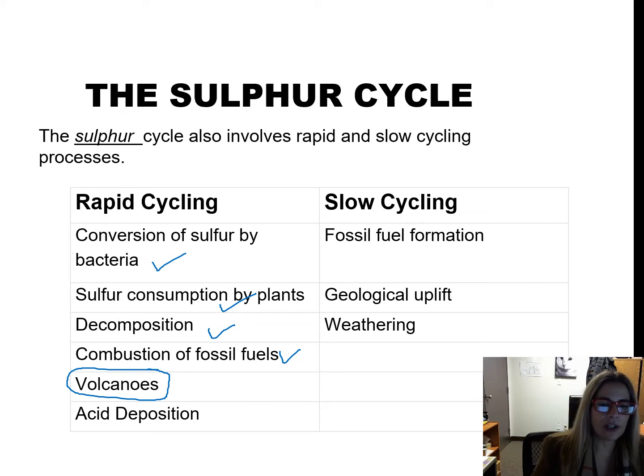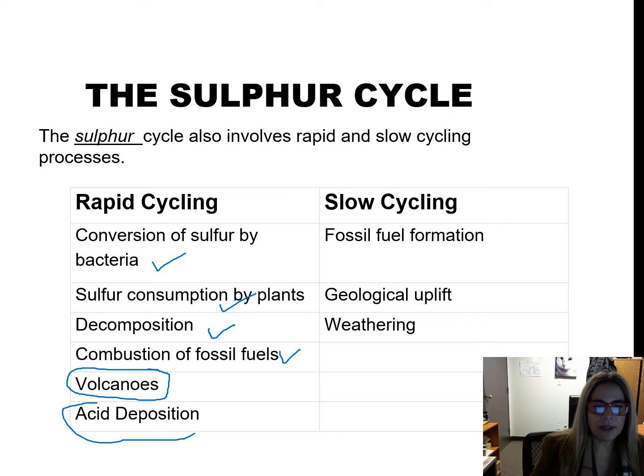Most volcanoes are actually on the ocean floor, but in parts of the world where there are active volcanoes, this can result in a very rapid input of sulfur into the atmosphere when a volcano actually erupts. Okay, so it just depends on the situation.